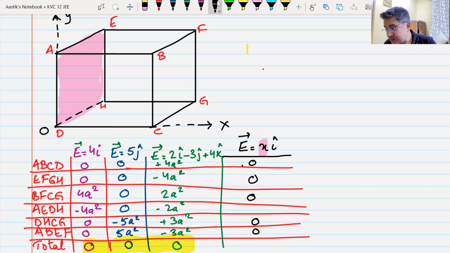DHCG. What is the flux through DHCG? No, not DHCG. Which one have I written? I've written it wrong. This should not be 0. The lower one is 0. AEDH, sorry, I just wrote it upper and lower. Now what remains is BFCG. What is the flux through the surface BFCG, or BFGC, whatever it is? It should be BFGC. What is the flux through BFGC?